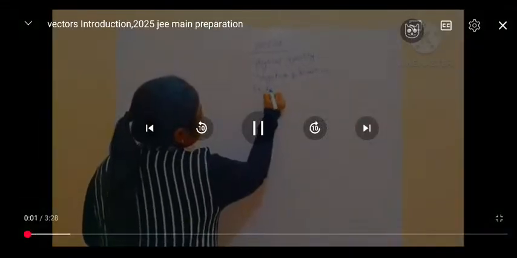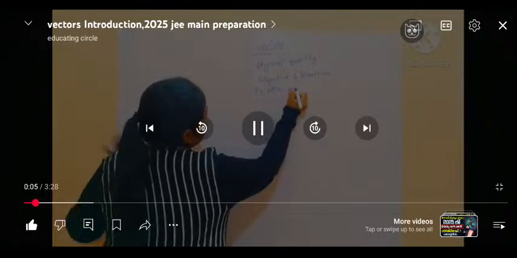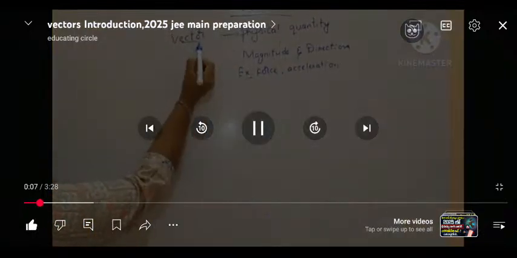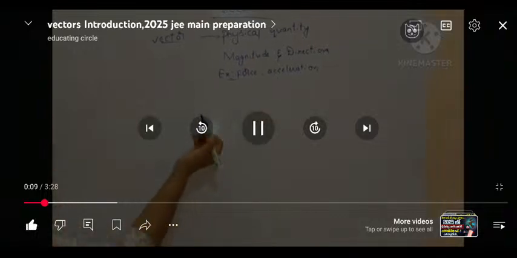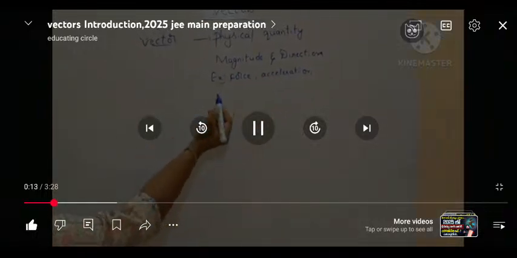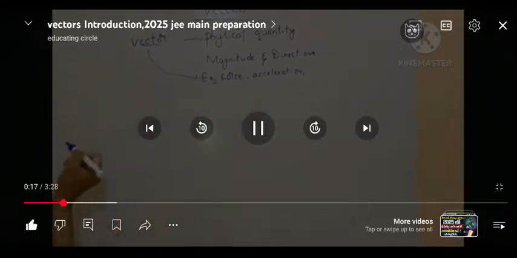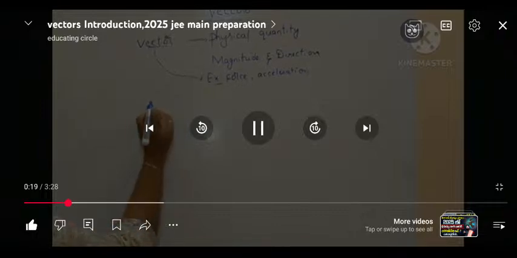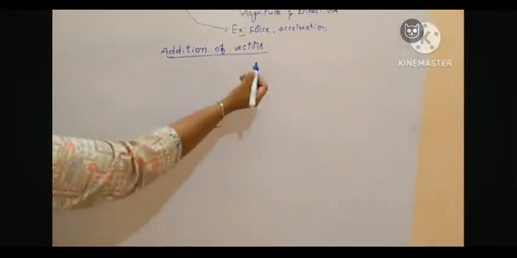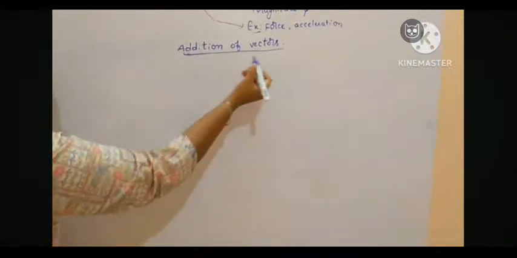In this video, we will discuss a vector and addition of vectors. Vector is a physical quantity. It has both magnitude and direction. Examples for the vector are force, acceleration. Now we will discuss how we can add two vectors. Now I will give an explanation about the addition of vectors.